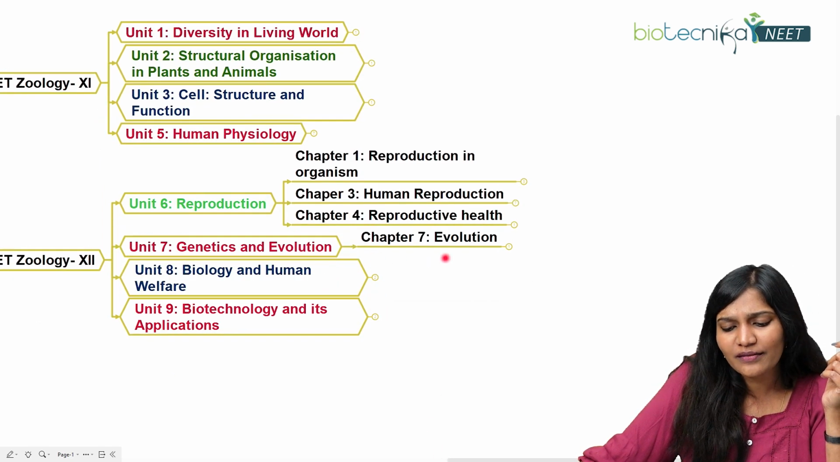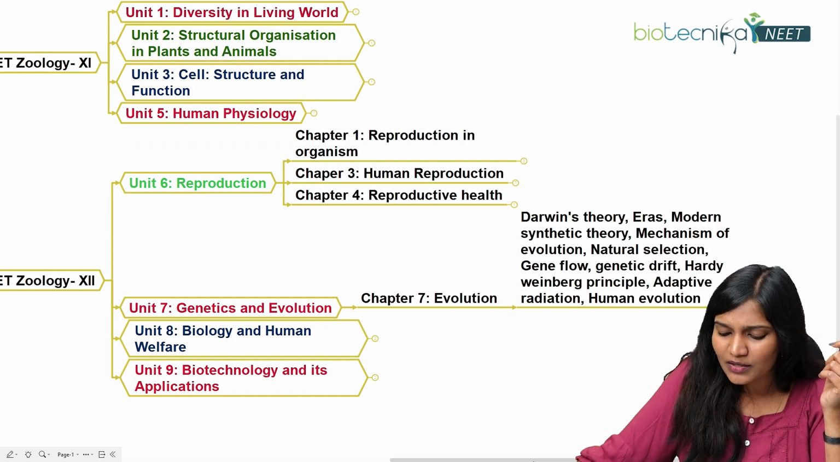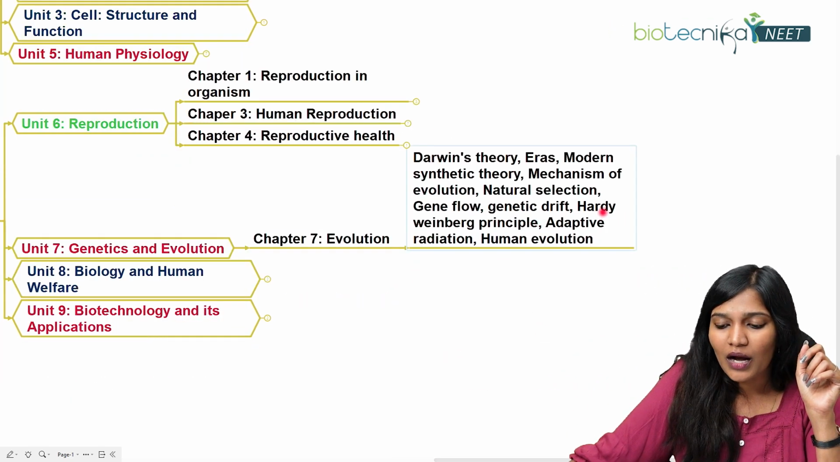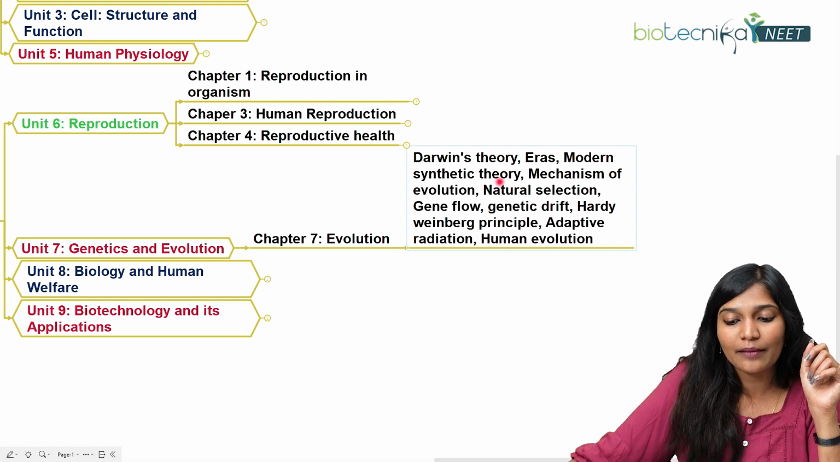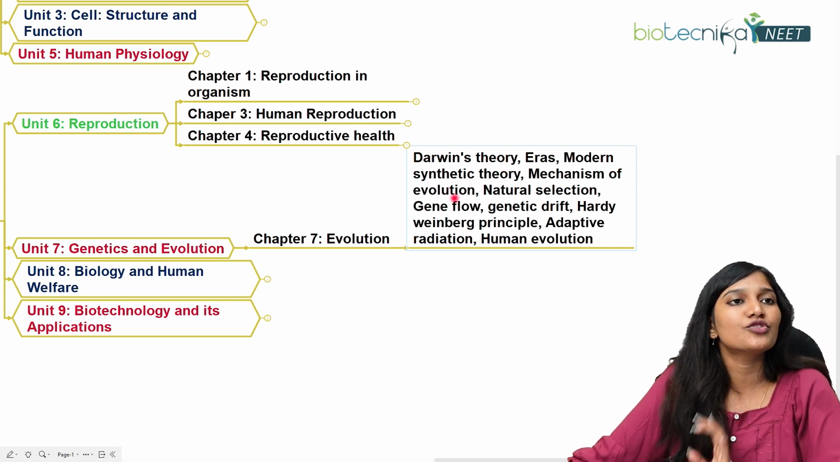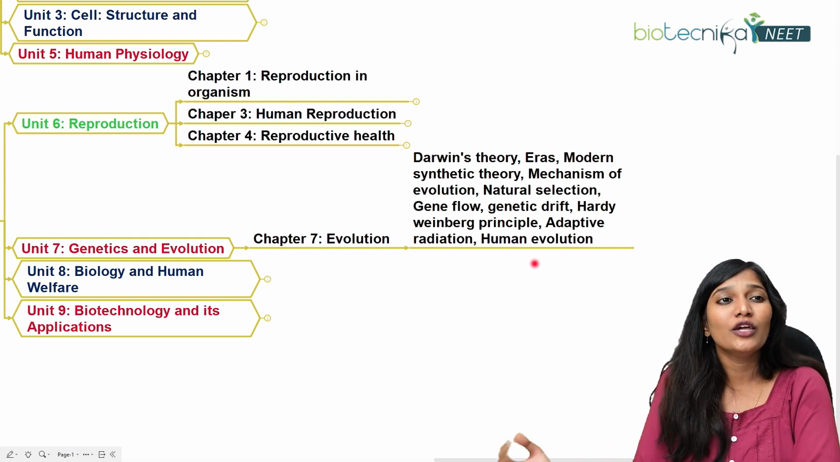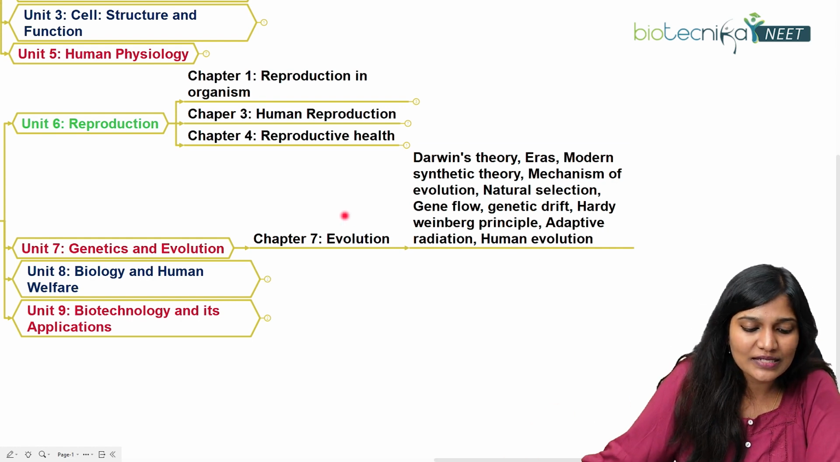And for evolution, people who want to skip can skip, but do not skip certain things like Hardy-Weinberg's principle and natural selection, gene flow, genetic drift, Darwin's theory, and modern synthetic theory. This you should never skip. At least finish this one. And human evolution, if it's easy for you, you can see it in the form of an image, and then you can study this one.